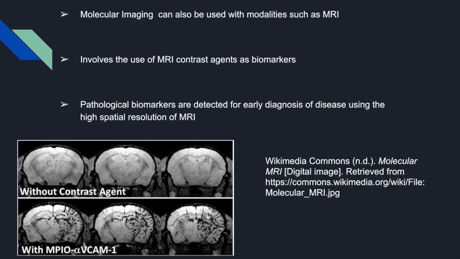So molecular imaging can also be used in modalities such as MRI, and involves the use of MRI contrast agents as biomarkers. Pathological biomarkers are detected for early diagnosis of disease using the high spatial resolution of MRI. There are also many other modalities involved in molecular imaging, such as ultrasound and optical imaging, which uses light. Molecular imaging is not exclusive to nuclear medicine. And as you can see in this image, the MRI contrast agent greatly increases the amount of information you get.